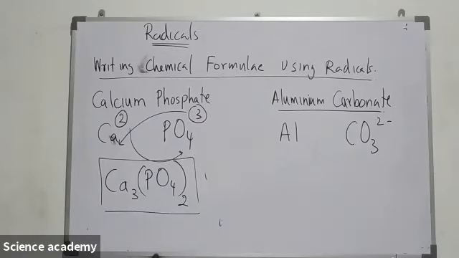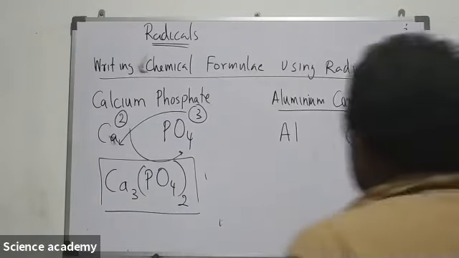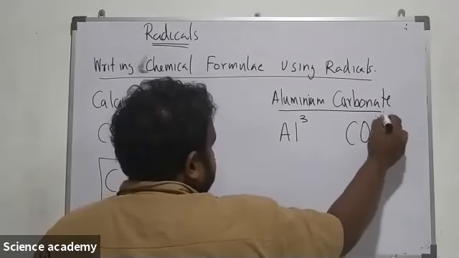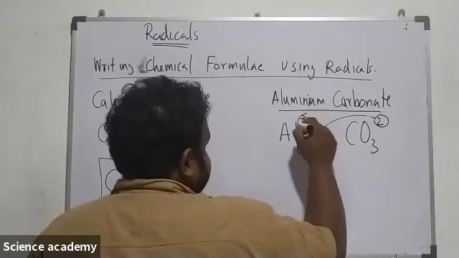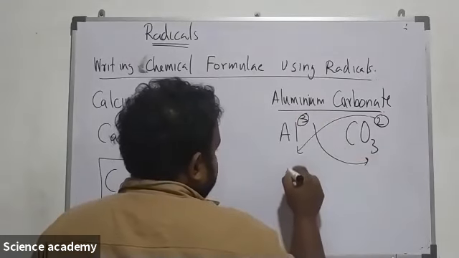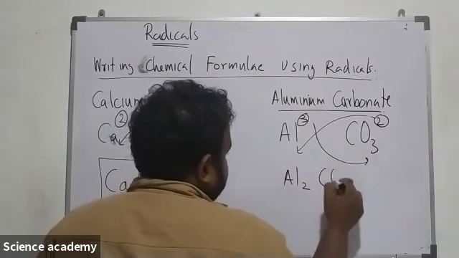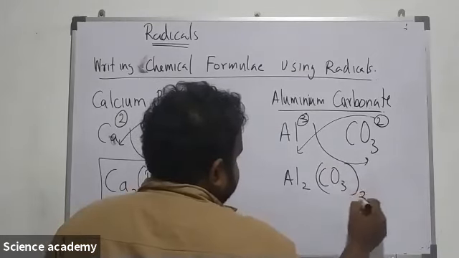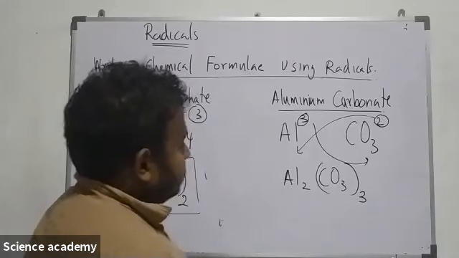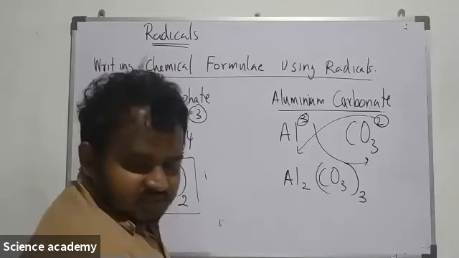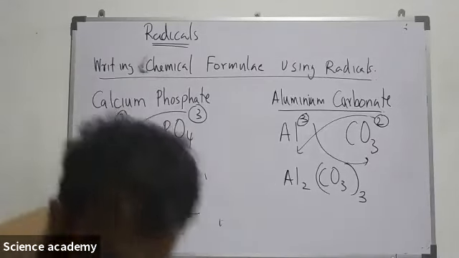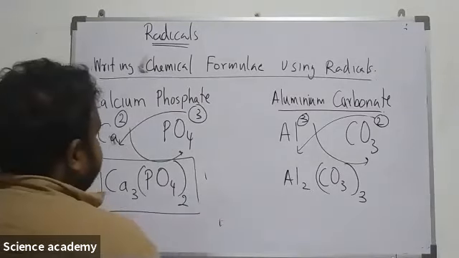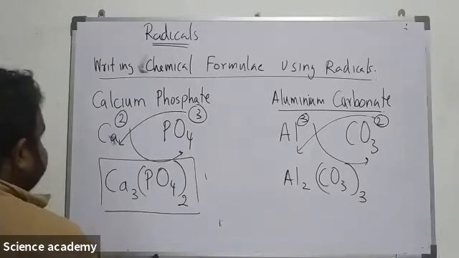Right. So aluminium is 3 plus, carbonate is 2 minus. So this 2 comes here and 3 goes down. So it's going to be Al2(CO3)3. Good. The names of radicals I gave you.